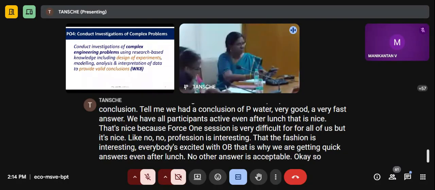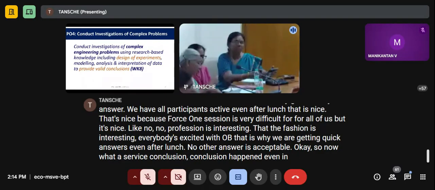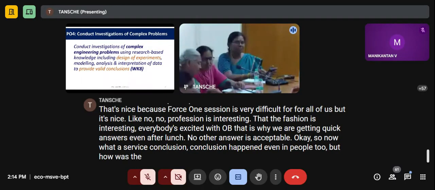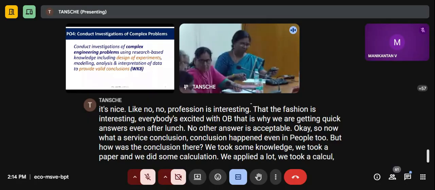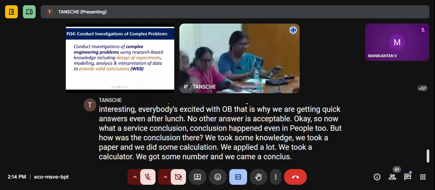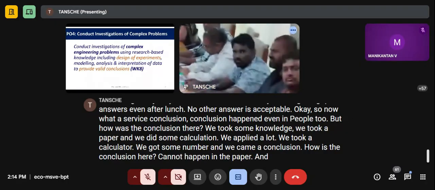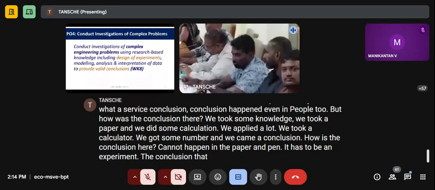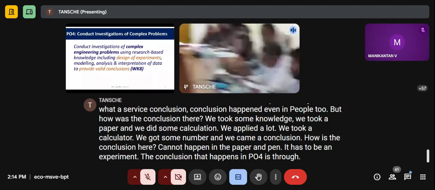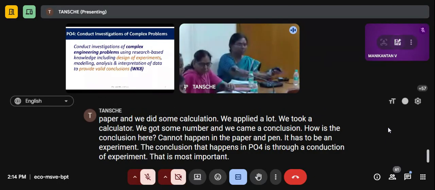Okay. So we saw a conclusion. Conclusion happened even in PO2. But how was the conclusion there? We took some knowledge. We took a paper and pen. We did some calculation. We applied a law. We took a calculator, got some number, and came to a conclusion. How is the conclusion here? It cannot happen with paper and pen. It has to be an experiment. The conclusion that happens in PO4 is through the conduct of an experiment. That is most important.